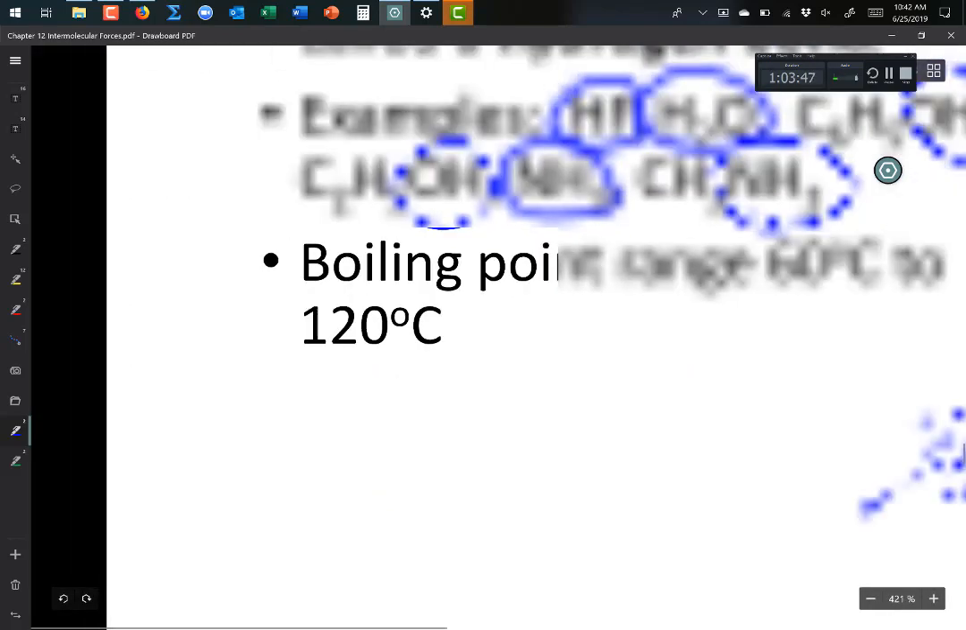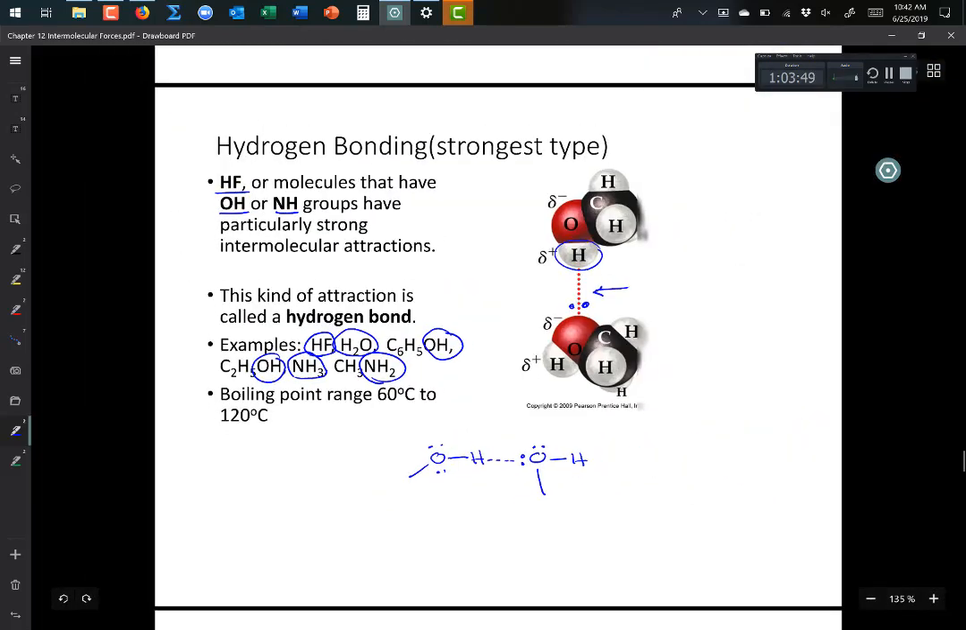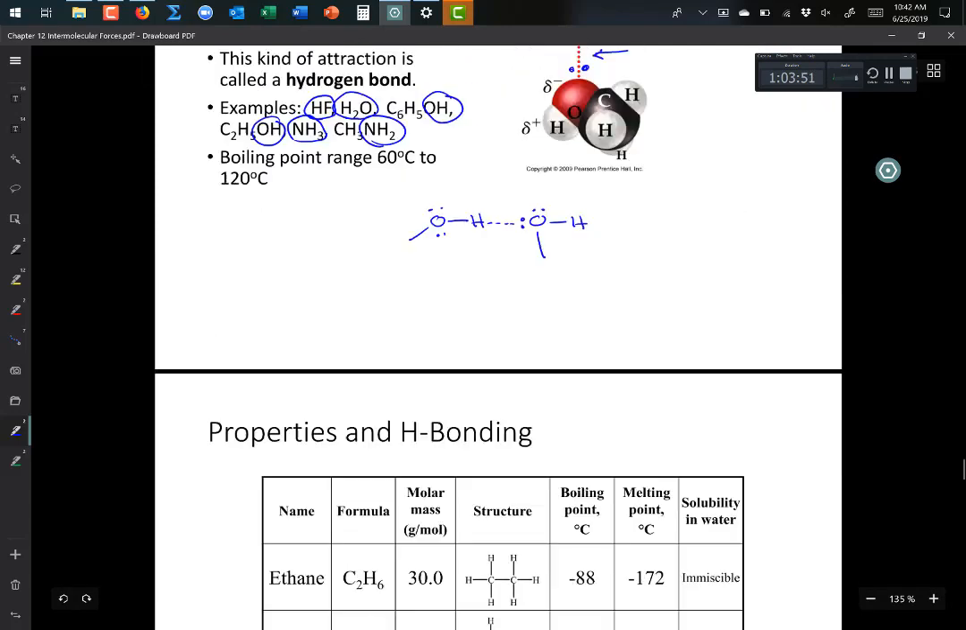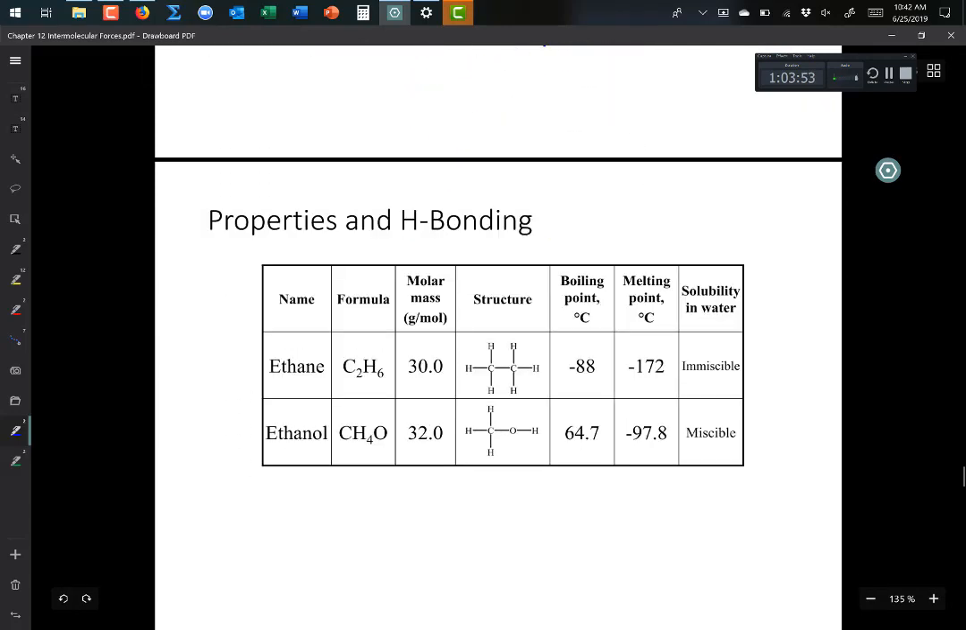Ooh, what happened? Whoa, I zoomed like crazy. Didn't mean to do that. Yeah, so just some examples.